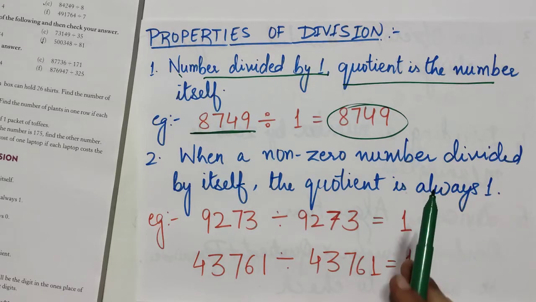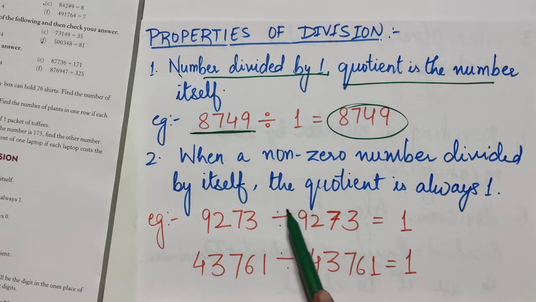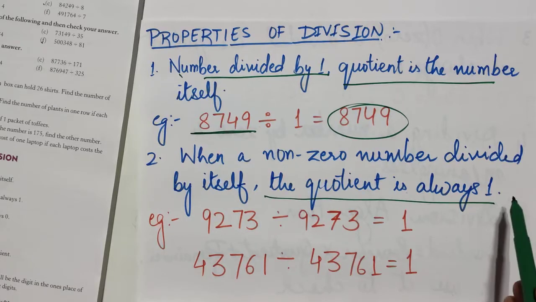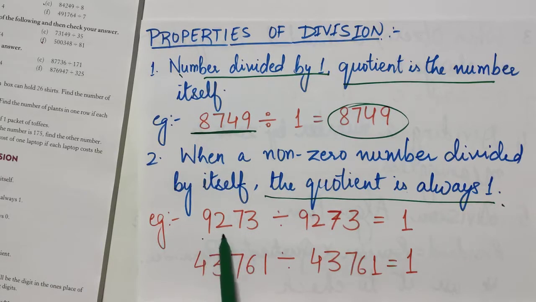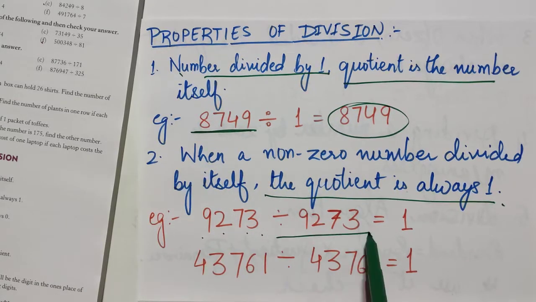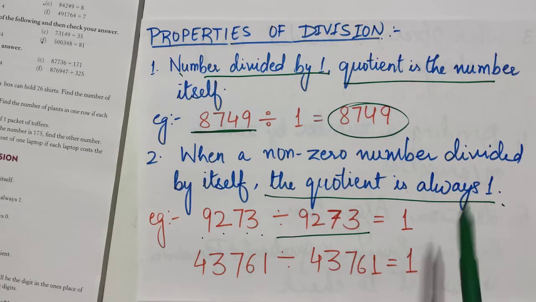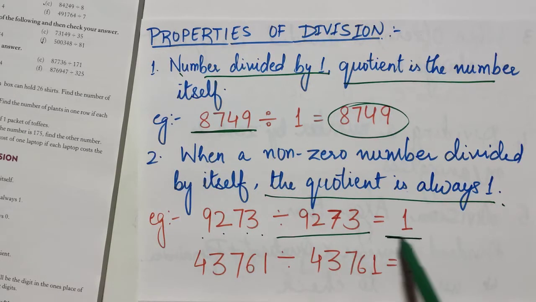A non-zero number is one in which there is no zero at the end. When a non-zero number is divided by itself, the quotient is always 1. For example, 9273 divided by 9273. This has no zero. The result will be 1.